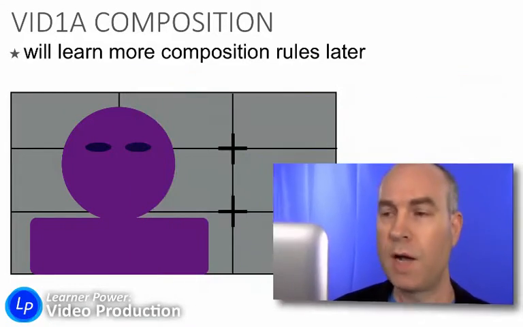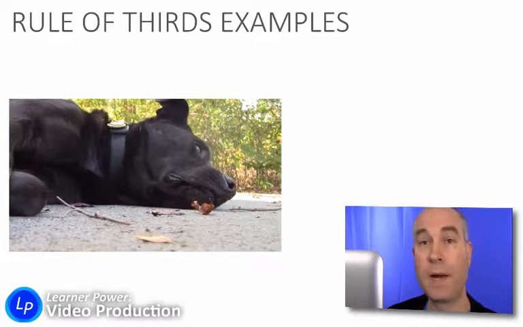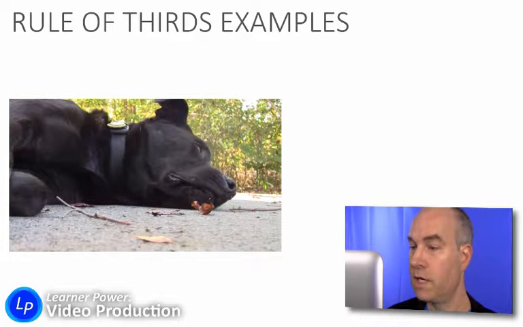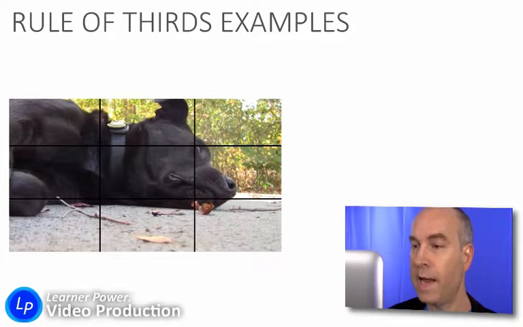There's much more to come in advanced video classes. But let's look at a couple of examples of using the rule of thirds well. So here's a nice shot of a dog. And you can see that I have got that dog nicely composed on the rule of thirds. His eye is right there at that intersection point. I did a pretty good job of nailing that.